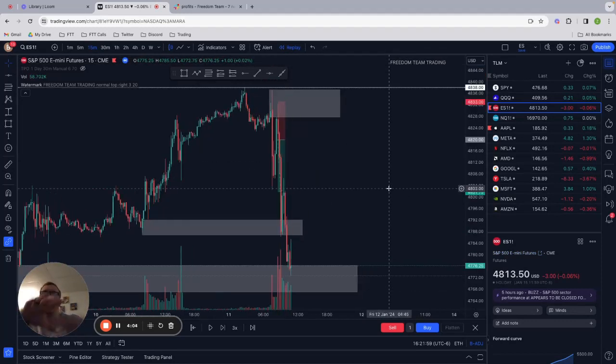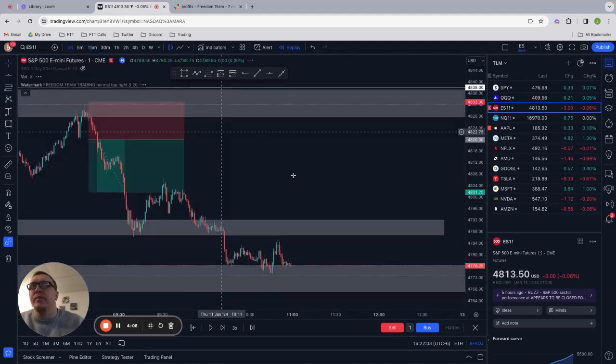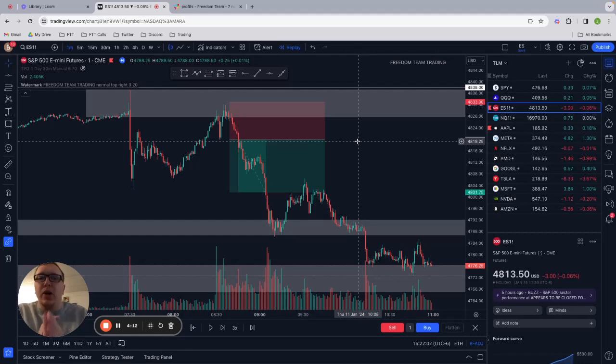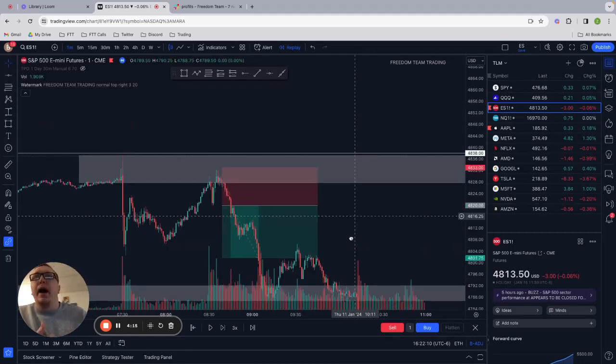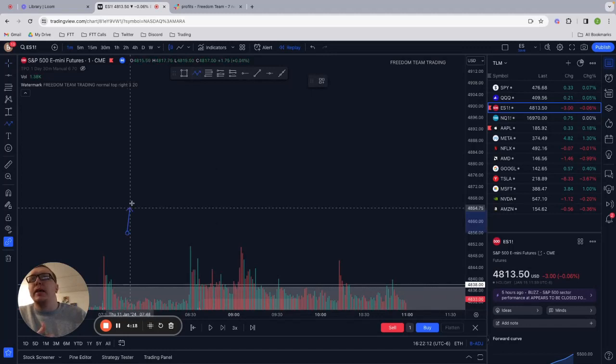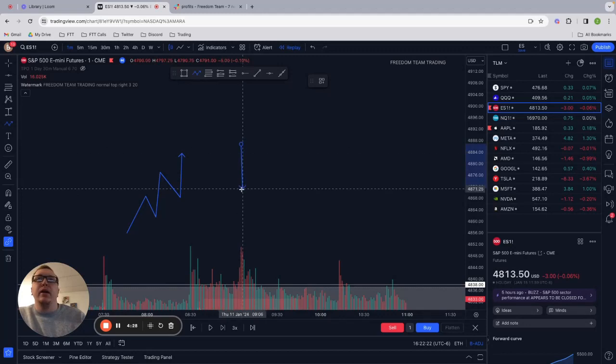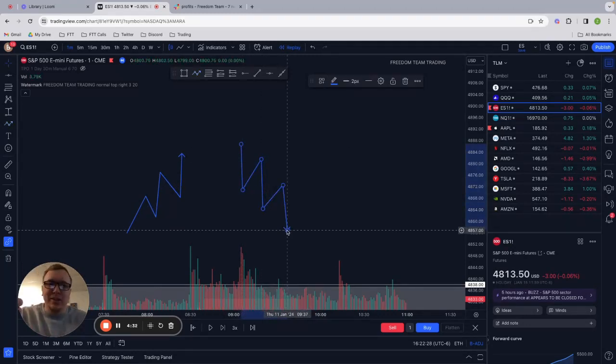Once I have my higher time frame analysis, I'm going to go down to a lower time frame. This is where I'm really going to hone in on what I know about price action. I know that as we are making higher highs and higher lows, we're in an uptrend, right? I know that as we are making lower highs and lower lows, we're in a downtrend, right?